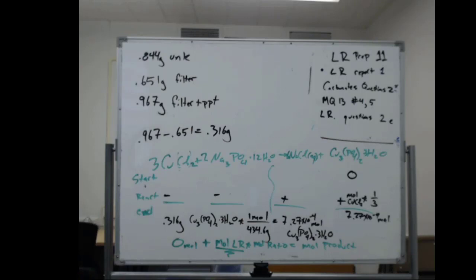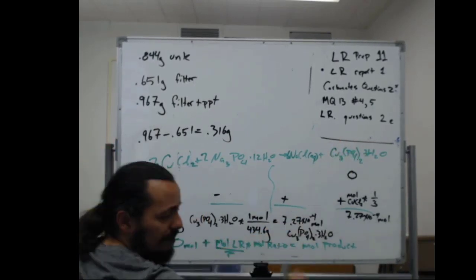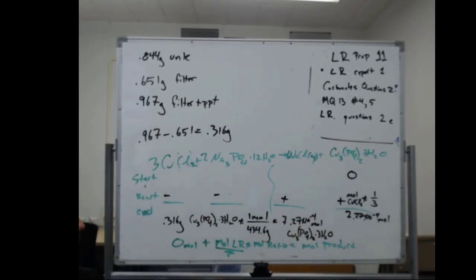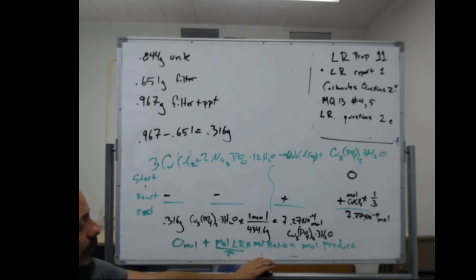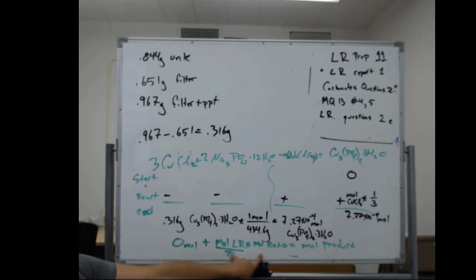And then the mole ratio is 1 to 3. Why? Because the coefficient for copper chloride is 3 and the coefficient for copper phosphate is 1. Perfect. Right, so our molar ratio is 1 to 3. So you multiply by 1. Well, the multiply is on this side.